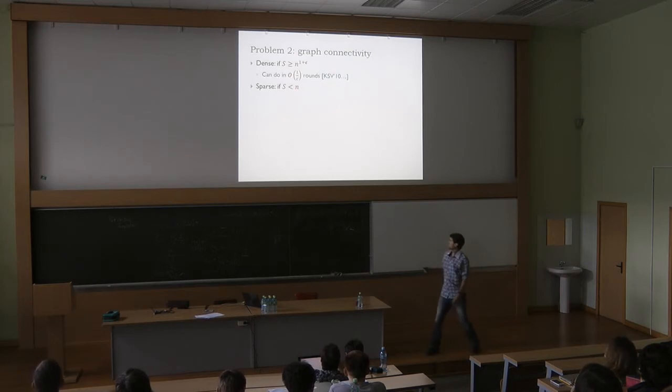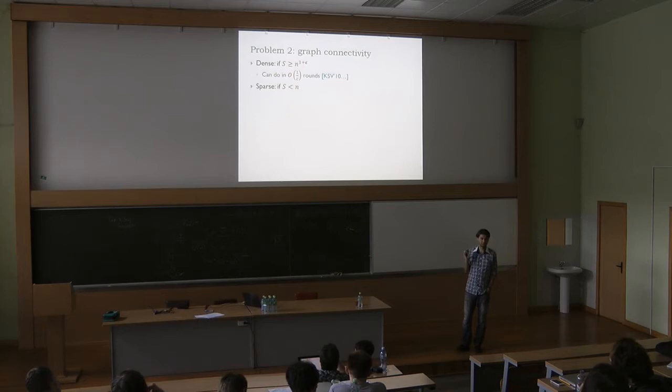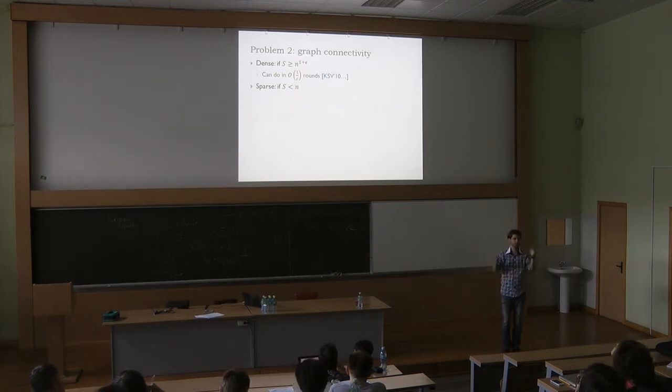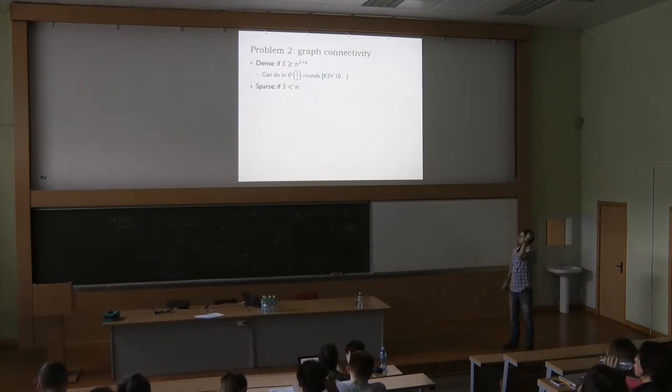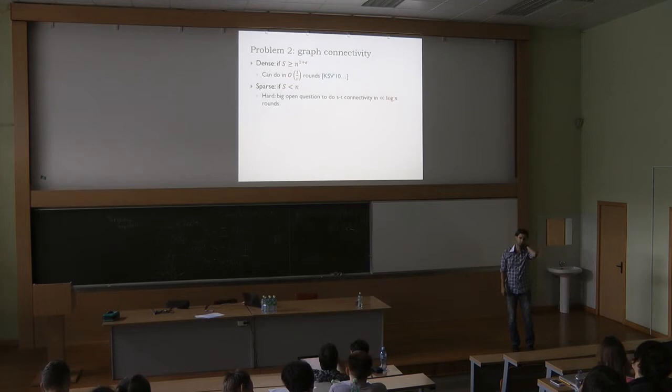The very interesting case that I consider is the sparse case, where the space per machine is much less than n. So this kind of filtering won't work. Most likely we won't be able to throw out any edge if we just see much less than n edges. And it is a big open question in this area to see if one can do connectivity in less than log n rounds.